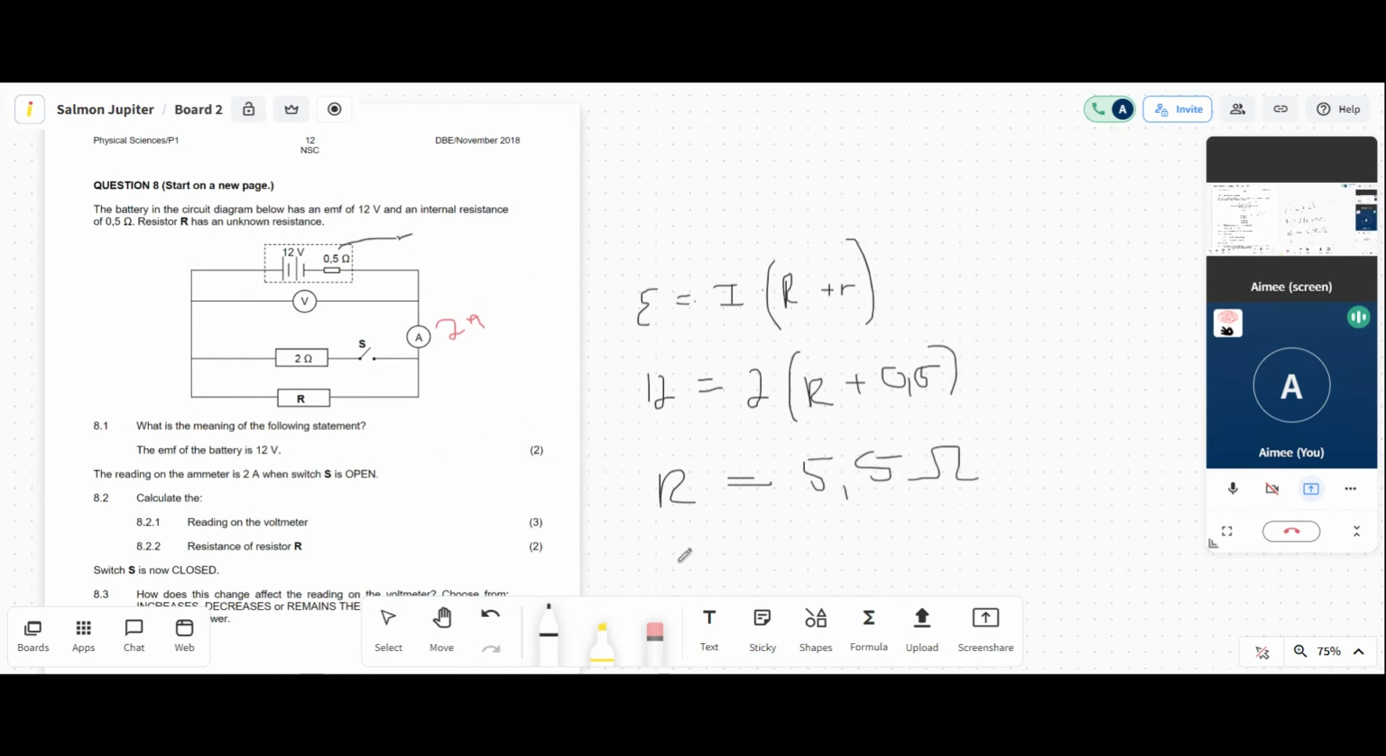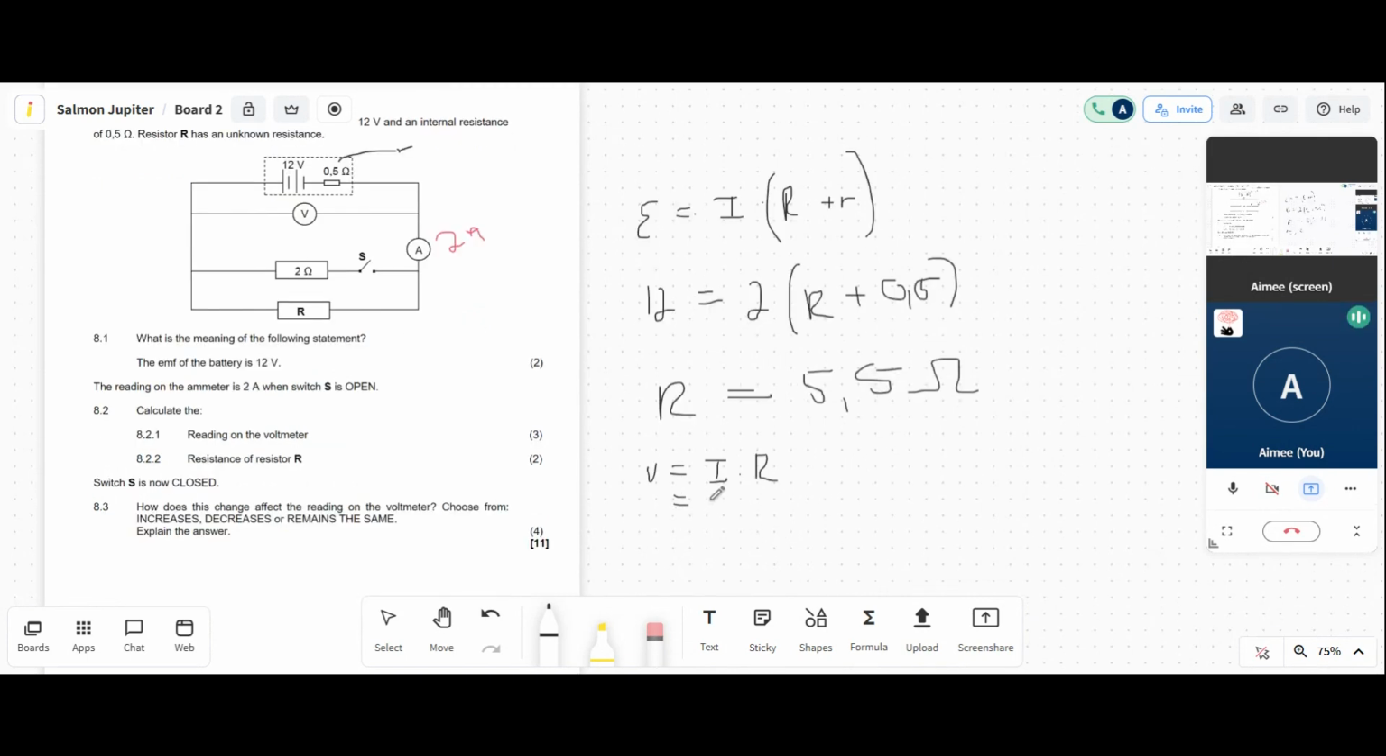We say, well, according to Ohm's law, V is equal to I times R. And V is what we're looking for. We want to know what is the voltage running through R. So we know that the current is 2. We've just calculated that the resistance is 5.5. So that means that there are 11 volts running through resistor R. And that's your answer to 8.2.1.